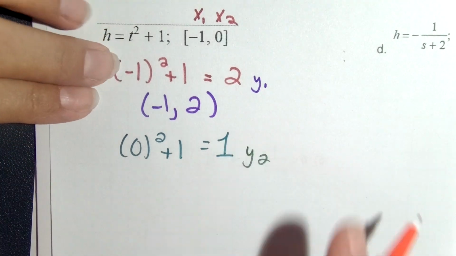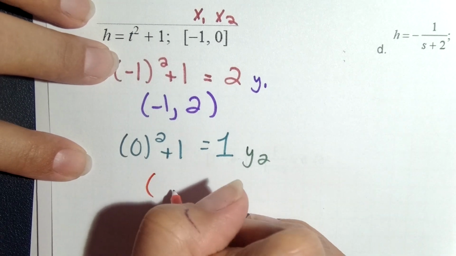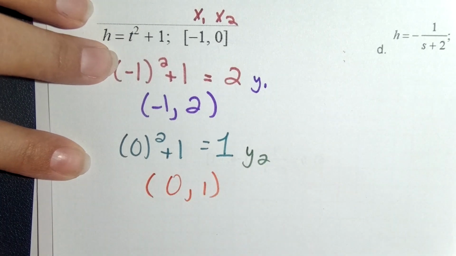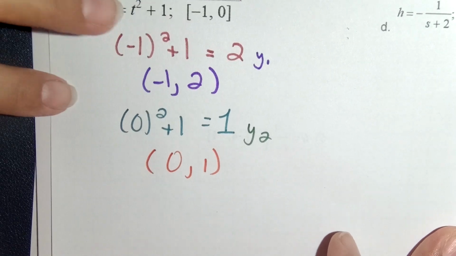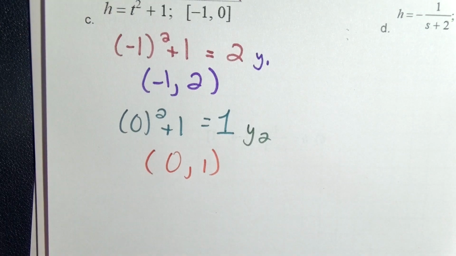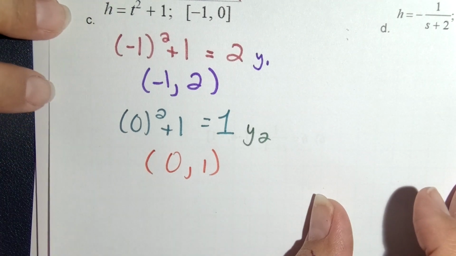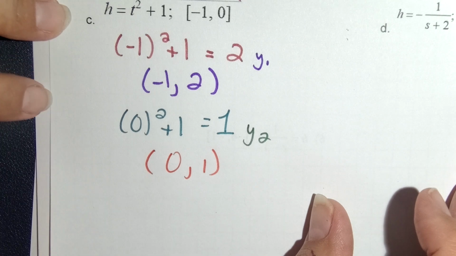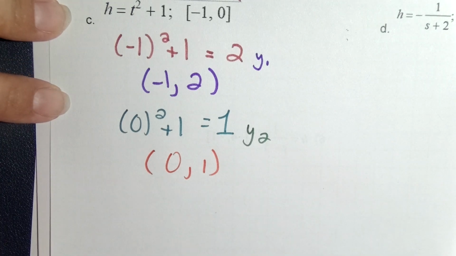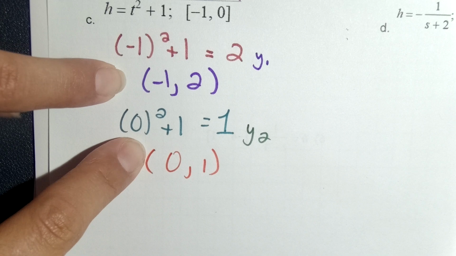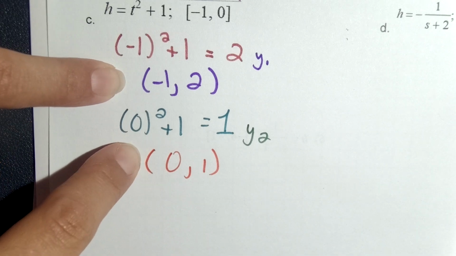Now we have our 2 coordinates. 0, comma 1. What do we do? We just leave it like that? What are we trying to find? Thank you, average rate of change. So how do I find the average rate of change if I have my 2 coordinates? What do I use?